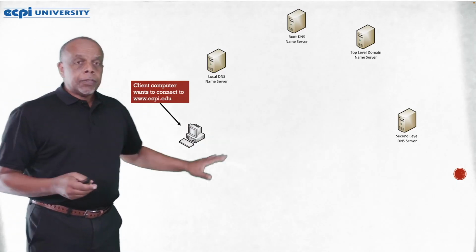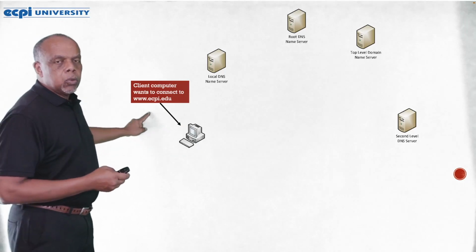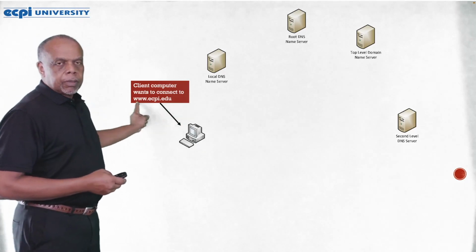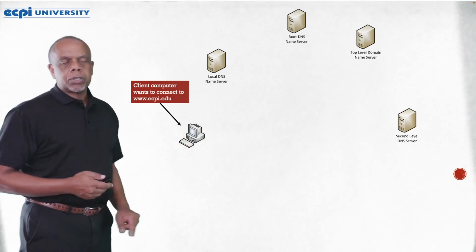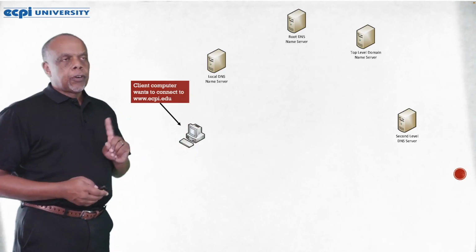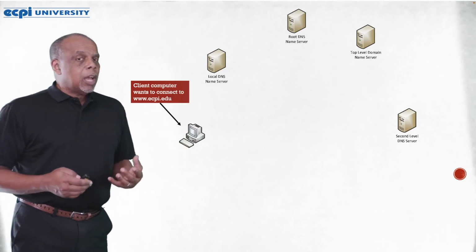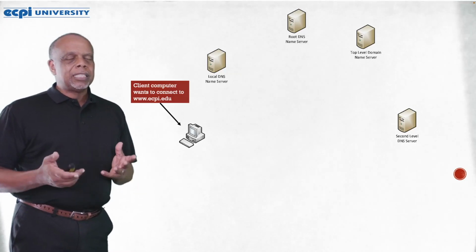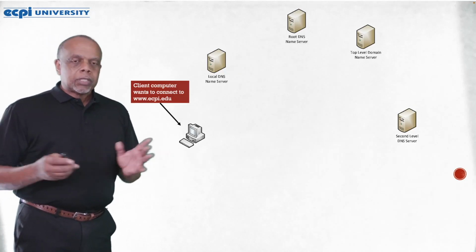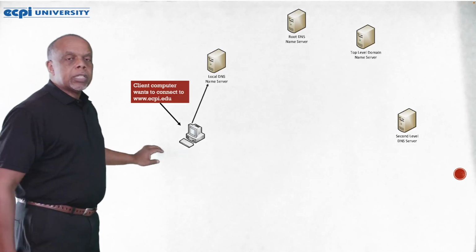This computer does not have a clue what that means. It operates with IP addresses. So what it has to do is a query. The first thing it's going to do is look internally and ask, do I know who that is locally? And the answer is no, never been to ECPI before, so there's nothing in cache locally. So what is it going to do?